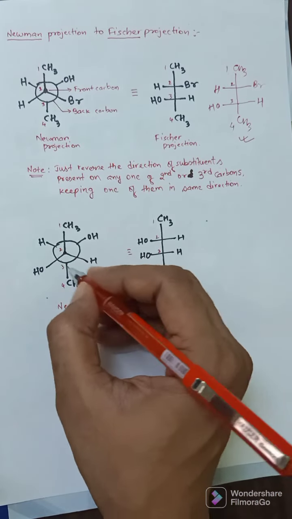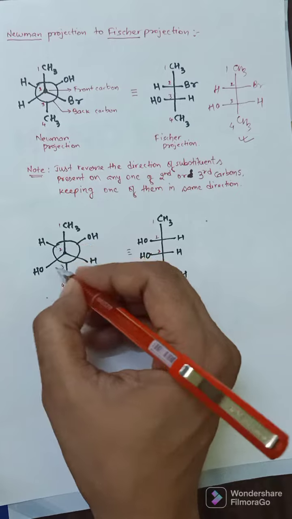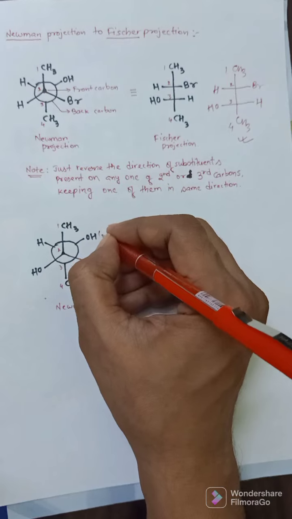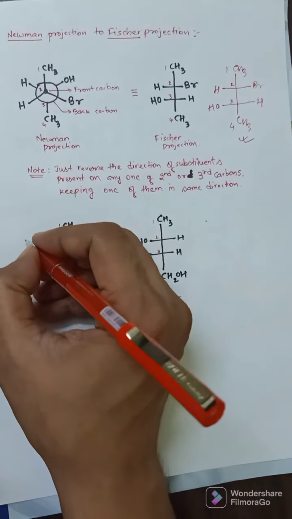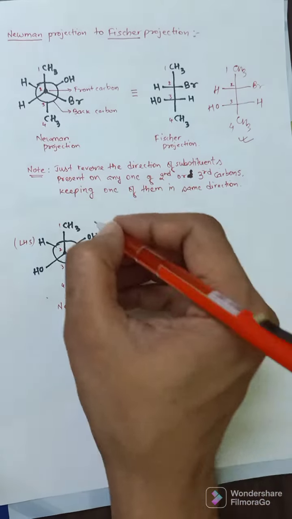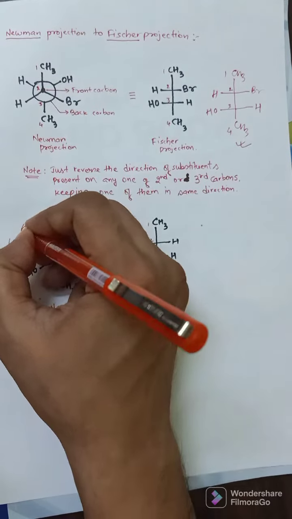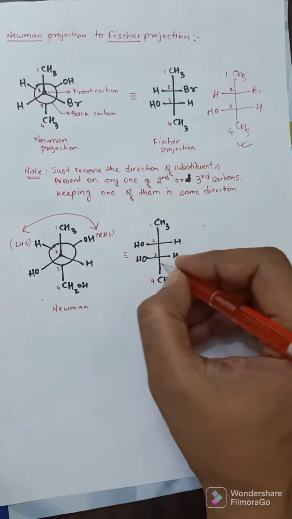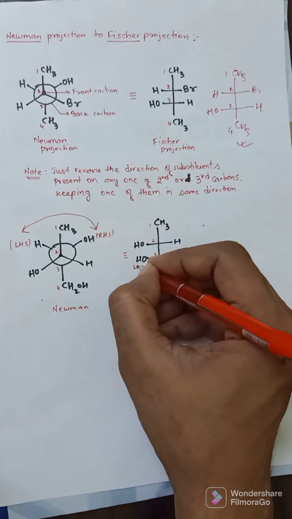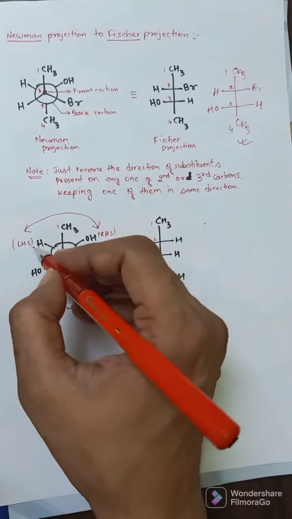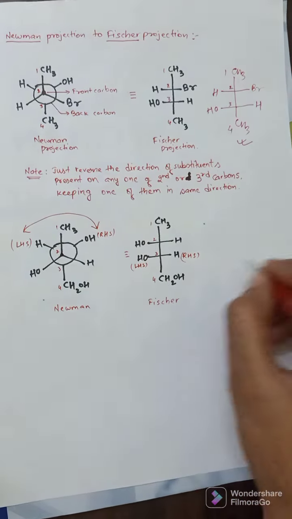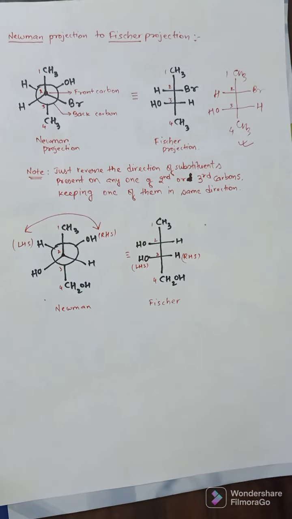Now what we have to do is reverse the position of the circle carbon or third carbon substituents. The OH is on the right hand side and hydrogen is on the left hand side. So we will just reverse the position. OH will come on the left hand side, and this hydrogen will go to the right hand side. So this will be your required Fischer projection.